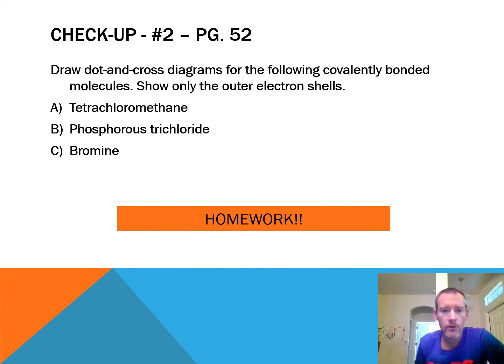All right, homework question number 2. Again, you can draw these and upload a picture to Teams, or you can draw them on OneNote as well. So this is tetrachloromethane. Tetra means 4. Phosphorus trichloride. Trichloride means 3 chlorines. And then a bromine molecule. Remember, bromine is diatomic.